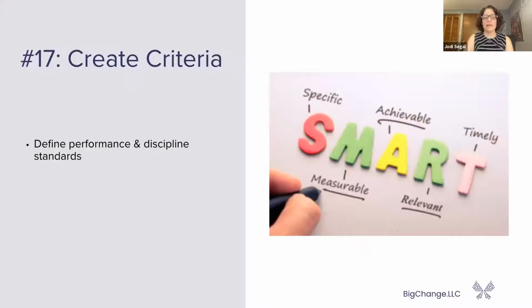Number 17, create criteria. Support good performance and avoid ambiguous gut instinct by defining what is expected within jobs and roles. Focus on items within the job description, annual goals, RACI job charter, and organizational values. This will help staff know how to succeed and help management avoid the pitfalls of unfairly disciplining people based on vague and undefined expectations.